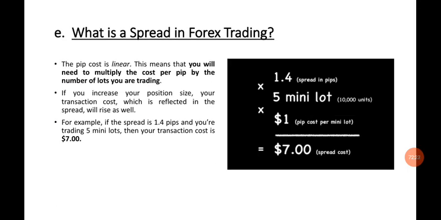The pip cost is linear. This means that you will need to multiply the cost per pip by the number of lots you are trading. So if you increase your position size, your transaction cost, which is reflected in the spread, will rise as well. For example, if the spread is 1.4 pips and you're trading 5 mini lots, then your transaction cost is now going to be $7.